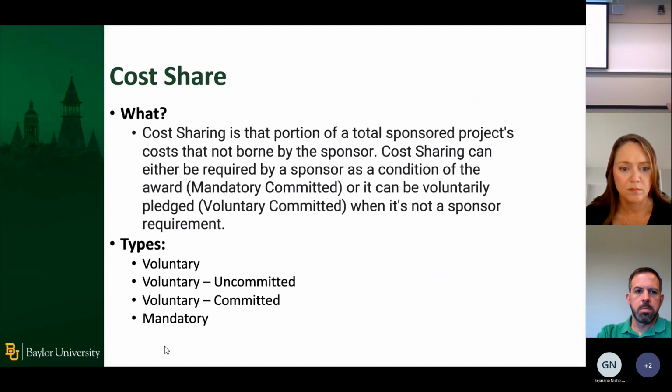Mandatory cost sharing. We can have that with foundations also. We have it a lot with larger grants, like the MRI grant will have mandatory cost share. Any large center, the government will give us a certain amount of cost share.